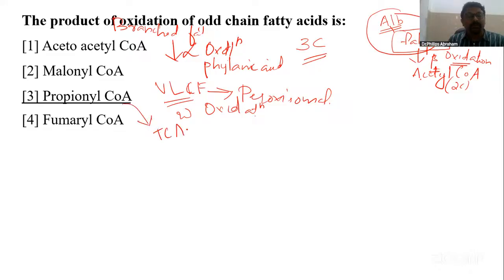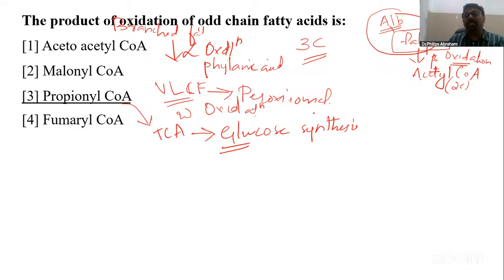That's the point: enter the TCA cycle. And one part of the TCA cycle can be used for glucose synthesis. So only through propionyl-CoA, through the TCA cycle, it enters glucose synthesis. The only fatty acid that can be used as a source of glucose is odd chain fatty acid. Okay, please note that.